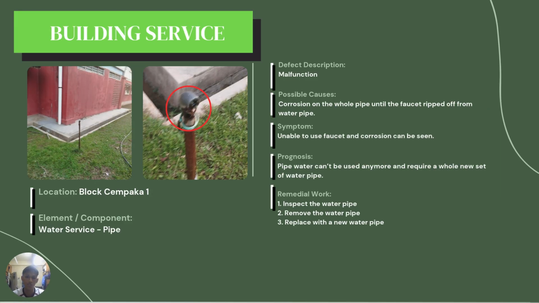So now we move to building service. Okay. This defect I found at Block Cempaka 1. The element is water service and component pipe. Defect description is malfunction. Possible cause is corrosion on the whole pipe until the faucet ripped off from the water pipe. Symptom: unable to use faucet and corrosion can be seen. Prognosis is the water pipe cannot be used anymore and requires a whole new set of water pipe. Remedial work is inspect the water pipe, remove the water pipe and then replace with a new water pipe.